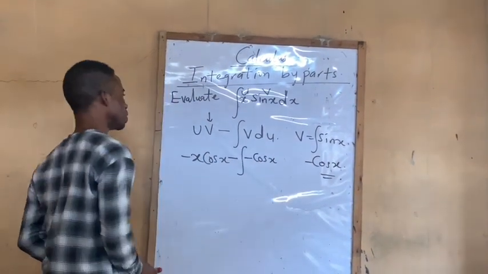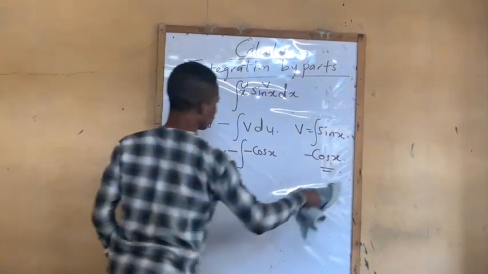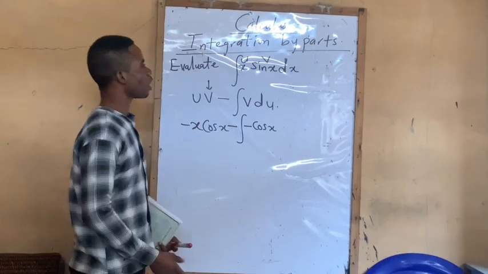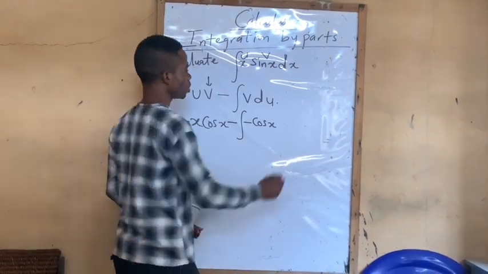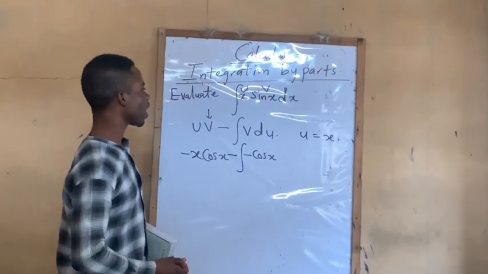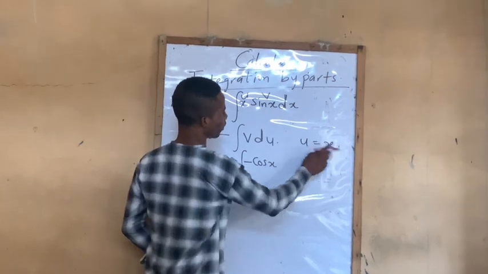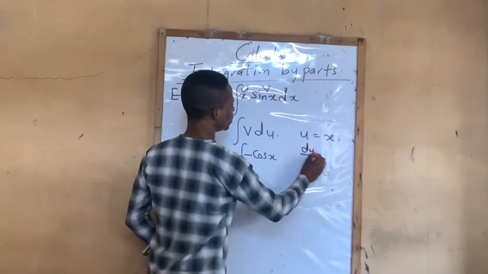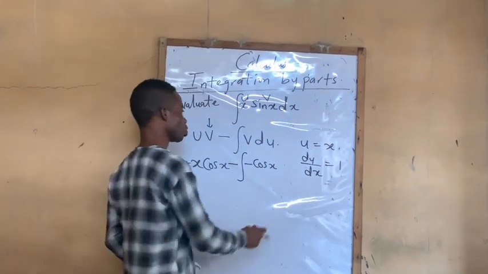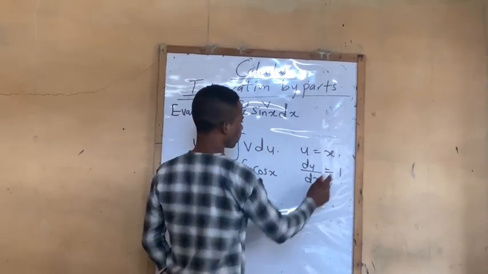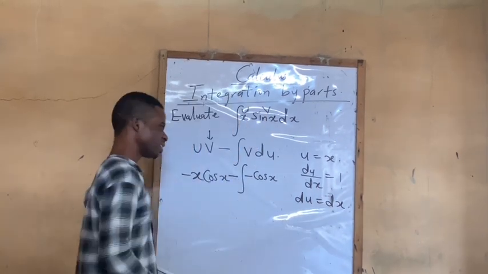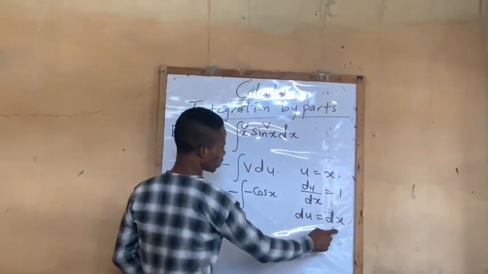Now, how am I going to get the du? We are going to look for the du also. From u equals x, I will now find du dx. If I differentiate this, du dx of x is 1. So don't forget, I'm looking for du. If I cross multiply, that means du equals dx.